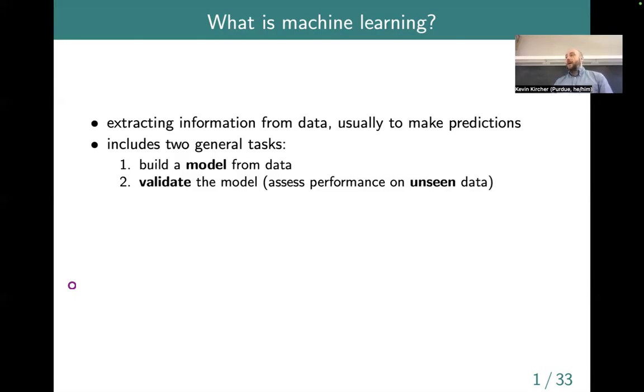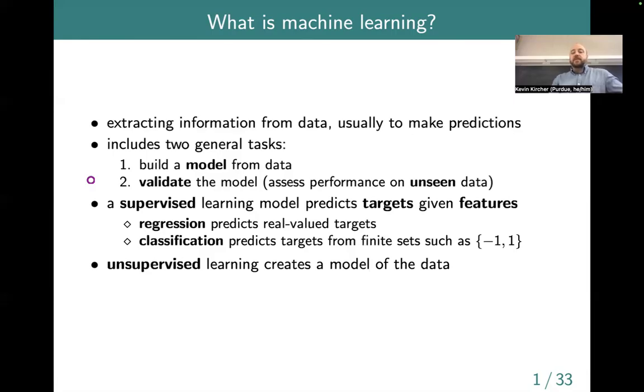One is to build a model based on your data. We'll talk about what a model is, but basically it's a mathematical function that takes some input data and returns some output data. And ideally that predicts output data in the future reasonably well. And then the second task is to validate the model. So once you have built a candidate model, to be able to check how well it's likely to perform on unseen data that might arrive in the future.